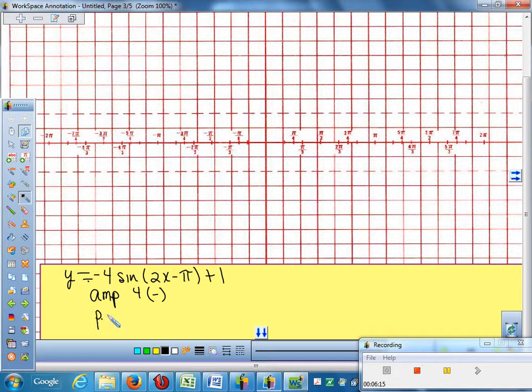Okay, then I'm going to ask for the period, where you're going to go 2 pi divided by b. In this case, b is 2. So now your period is down to a length of pi. So that's how long it's going to take, pi units, to do one wave. Okay, and now the new stuff.